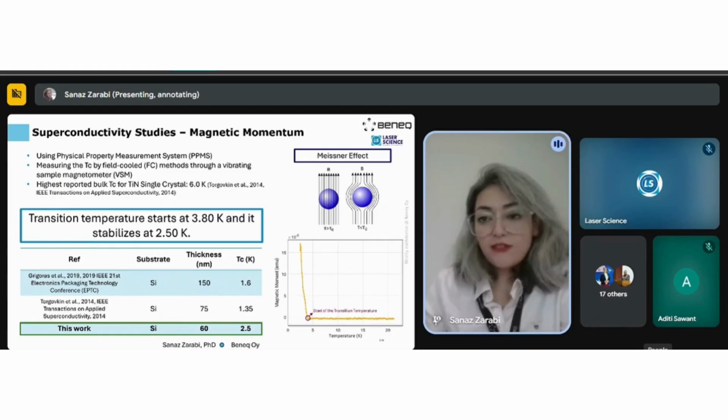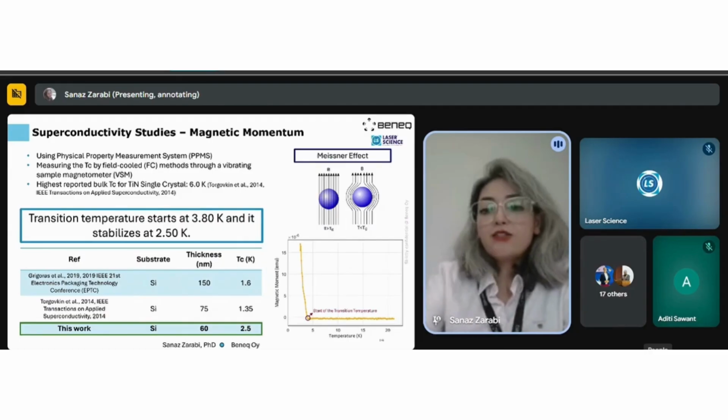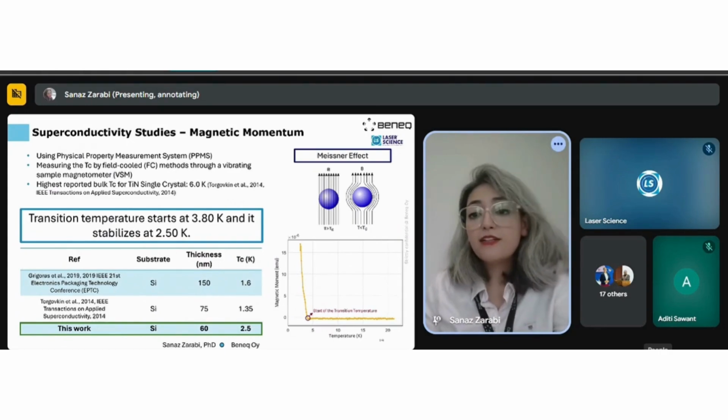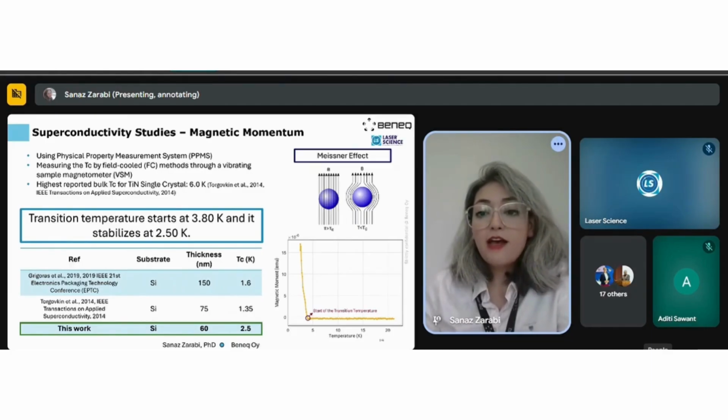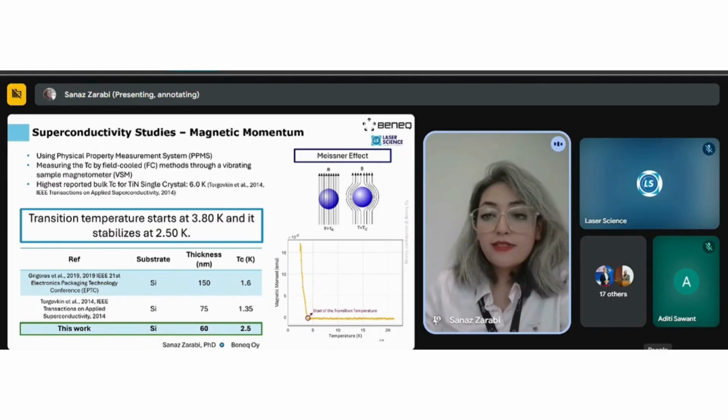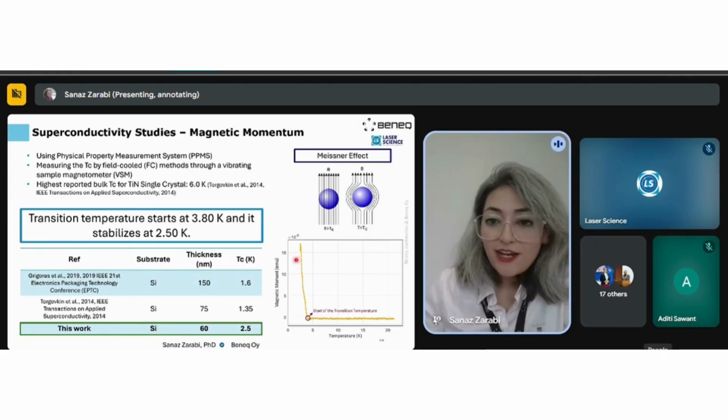For those less familiar with VSM, the vibrating sample magnetometer, here's a quick explanation. The sample is placed in an oscillating magnetic field, and as it vibrates, the induced magnetic moment is detected. This setup allows us to precisely monitor how the magnetic properties change as the temperature decreases. And here's where it gets really exciting.